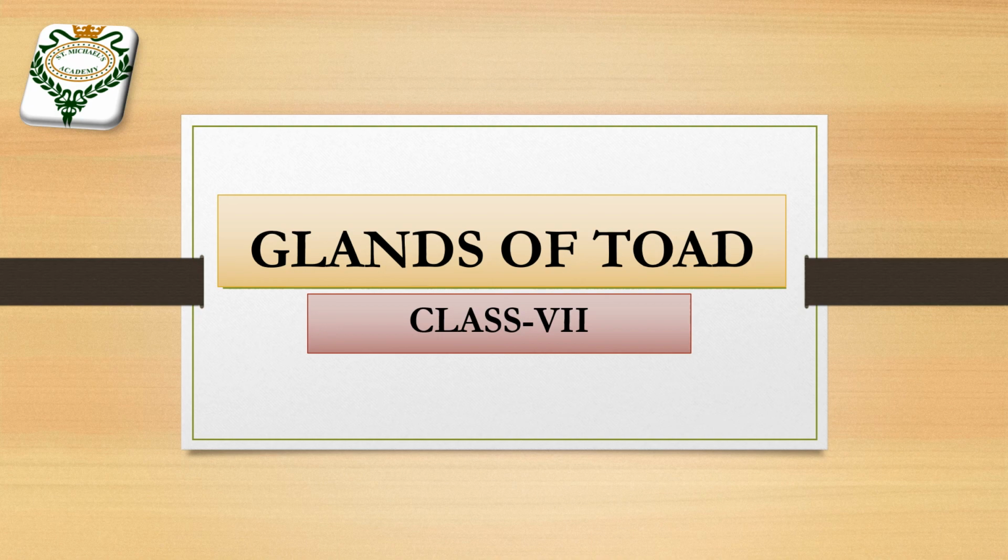Today, I am going to discuss glands of toad. So, there are two types of glands in a toad body. One is mucus gland and another one is poisonous gland. So, let's start the class.